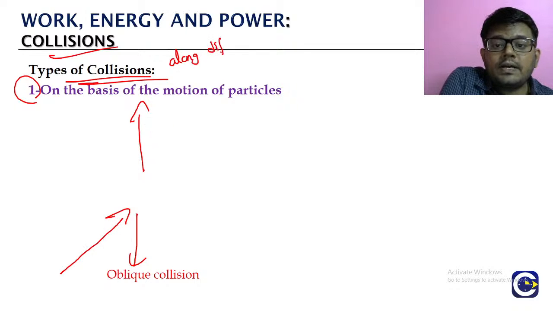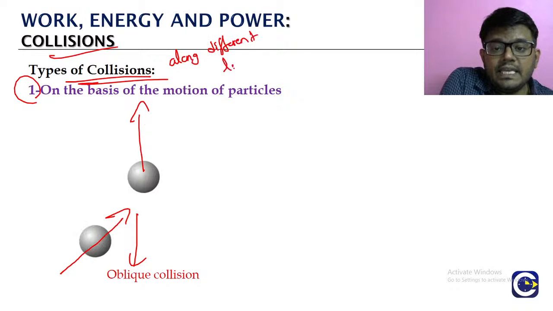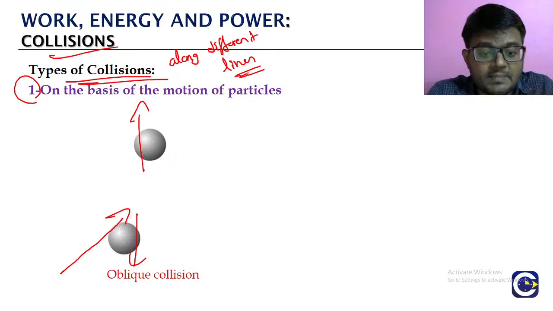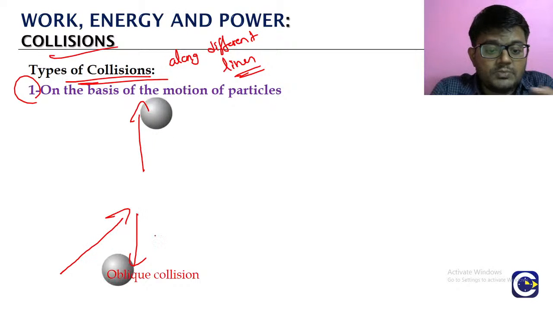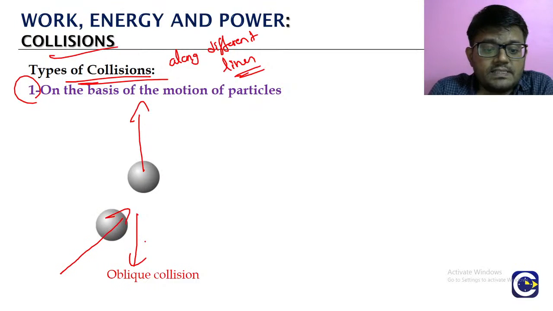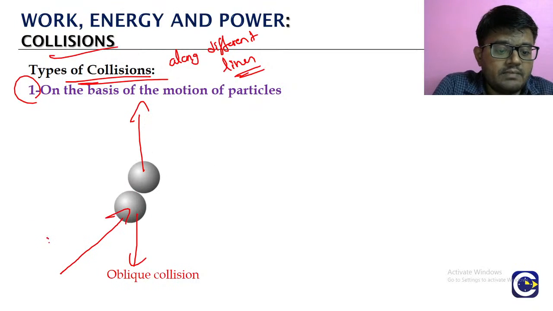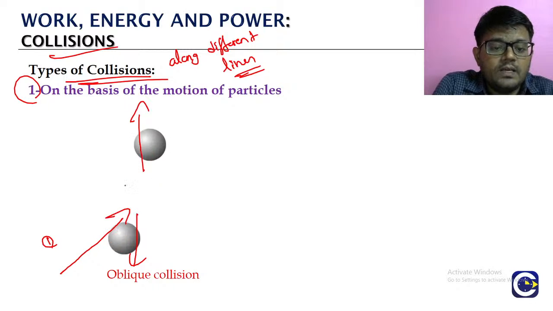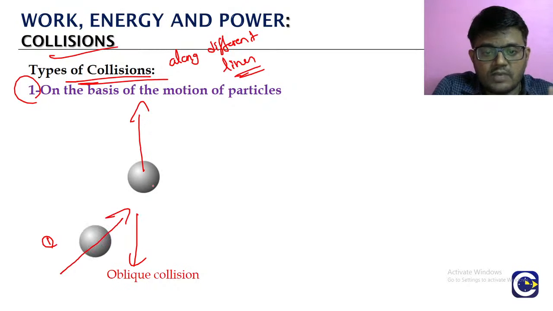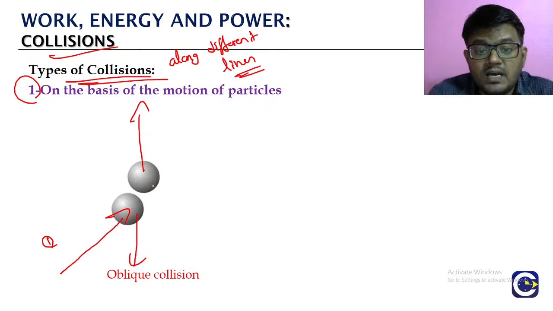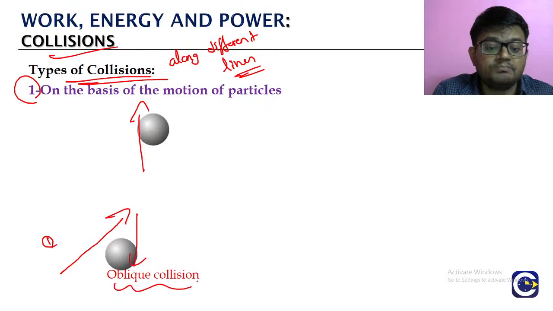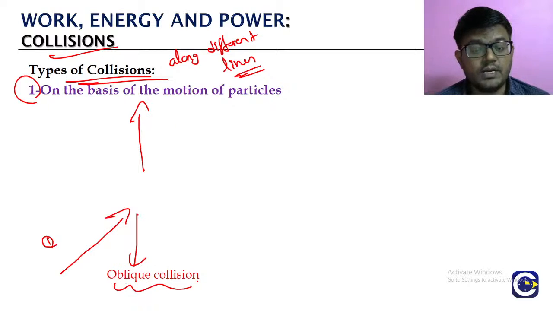are along different lines. The velocity of the objects are along different lines. The initial object velocity is along one particular line. After the collision, if you number them like 1 and 2, object 1 is having a velocity in a different line, object 2 is having a velocity in a different line. Okay, so if the velocities of the particles are along different lines, that kind of collisions we'll call as oblique collisions.